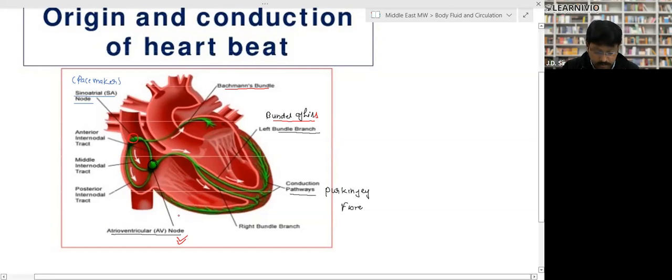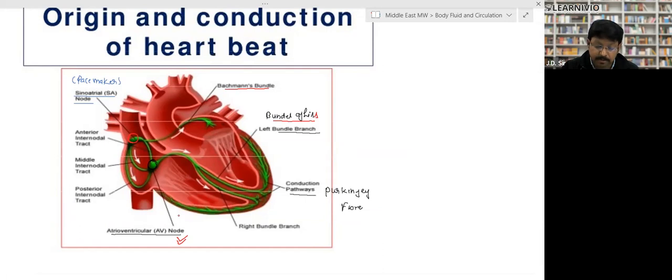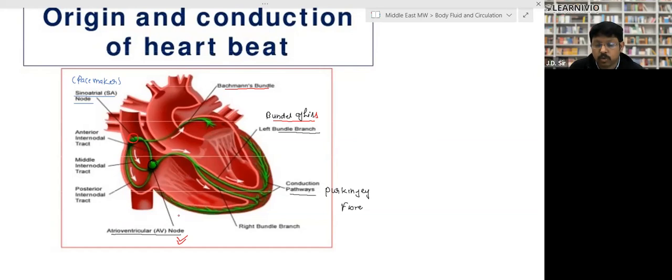The AV node picks up the wave of contraction propagated by the SA node. Full stop.